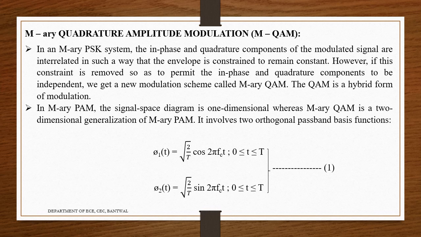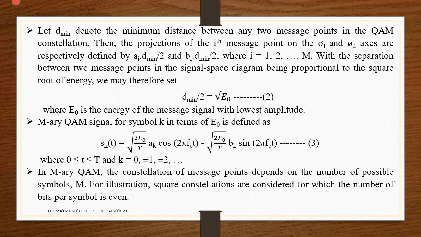In PAM, the in-phase and quadrature-phase components are common, but in QAM, that is quadrature amplitude modulation, we are trying to make them independent. Let d minimum denote the minimum distance between any two points in the QAM constellation. Then the projections of the i-th message point on the phi 1 and phi 2 axes are respectively defined by a_i times d minimum by 2 and b_i times d minimum by 2, where i equals 1 up to M.